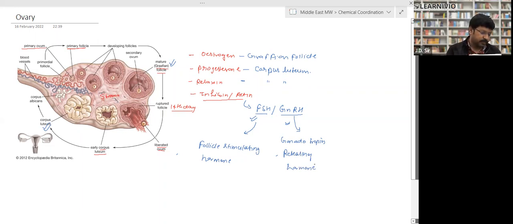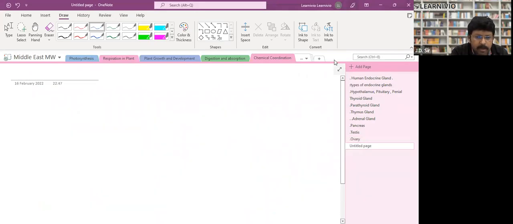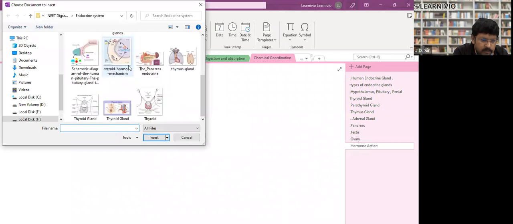The last thing in this chapter and in our syllabus is the mechanism of hormone action. How does a hormone work? The hormones keep on flowing in our blood, and how do they work when they reach the target cell? That is the hormone action. They keep roaming along with our bloodstream. When they reach the target organ where they have to work, they start to function. That is called hormone action.